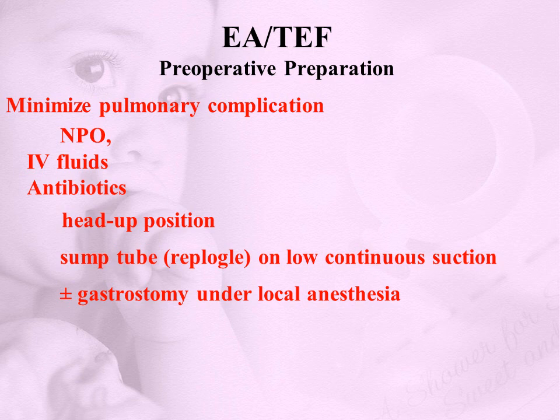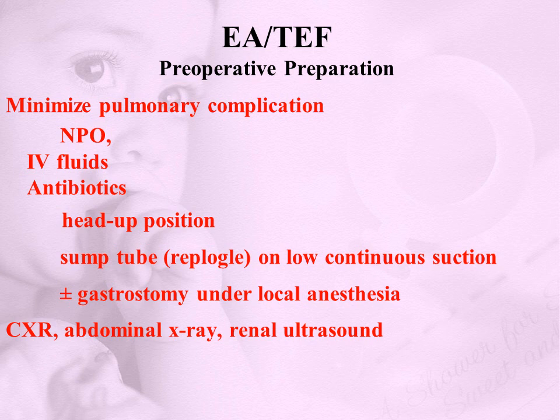Sometimes, if there is tracheoesophageal fistula with distension of the stomach and the baby is still unfit for the operation, we do a gastrostomy under local anesthesia to decompress the stomach. This is done in cases of tracheoesophageal fistula with respiratory complications where the baby is still not fit for surgery.